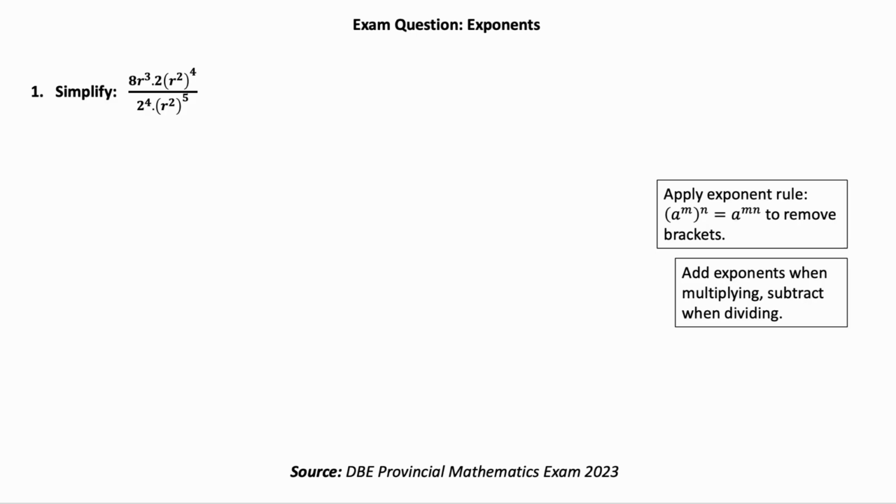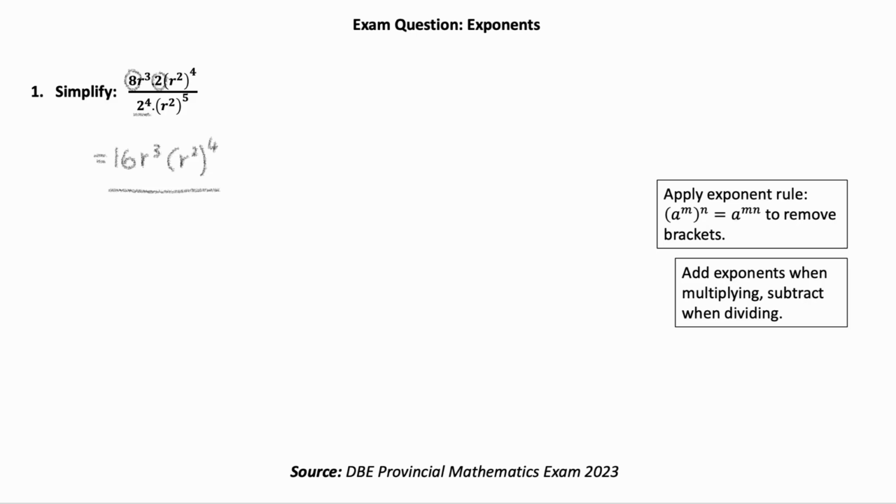What we'll do first is we will multiply this 8 and this 2 in the numerator, and we will work out the value of 2 to the power of 4. Now, 8 times 2 is equal to 16. So we have 16r cubed multiplied by r squared raised to the power of 4.